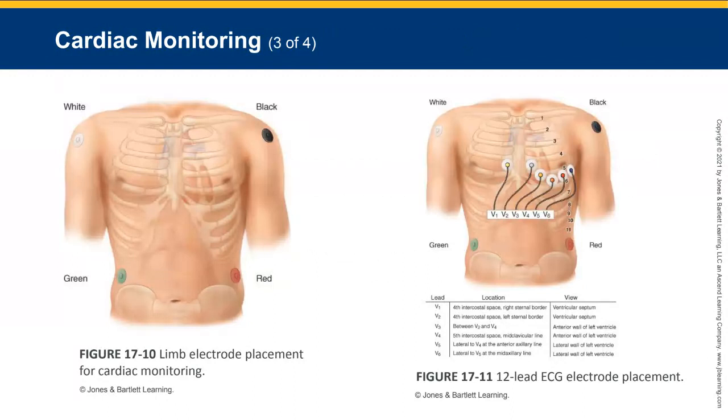So one of the fundamental differences between cardiac monitoring and the 12-lead ECG is that cardiac monitoring gives you a limited view of the heart because it can only give you 3 leads. So you're not seeing the entire picture of the heart. The 12-lead ECG gives you a more detailed picture of what is occurring in the heart.